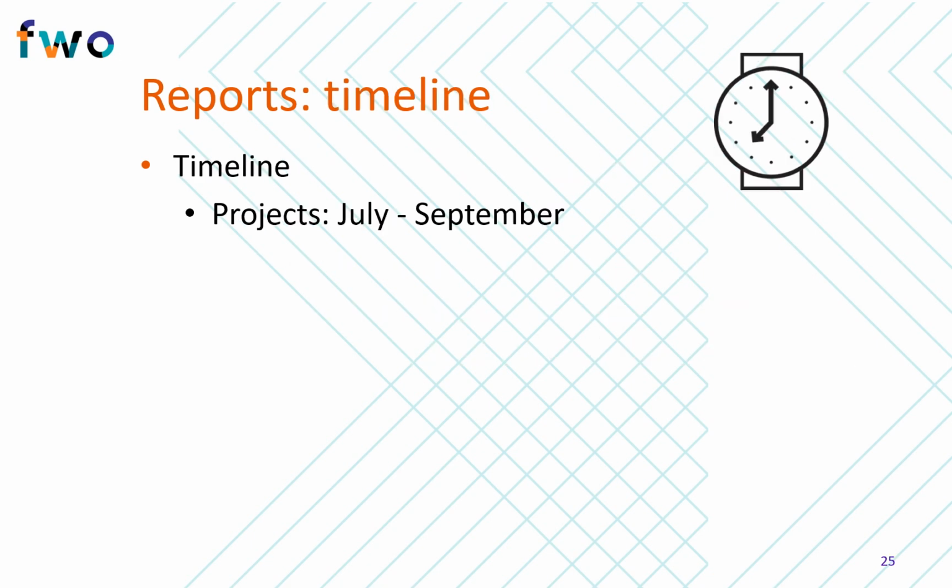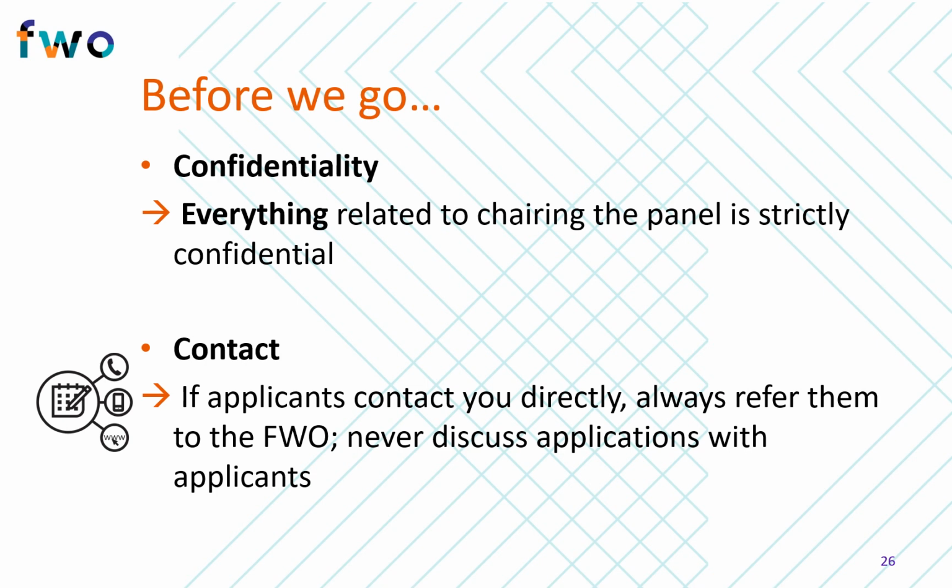As scientific chair, you will receive FWO's request to assess these reports in July. By the end of September, the assessment should be completed. This includes potential amendments of your initial score by the panel.